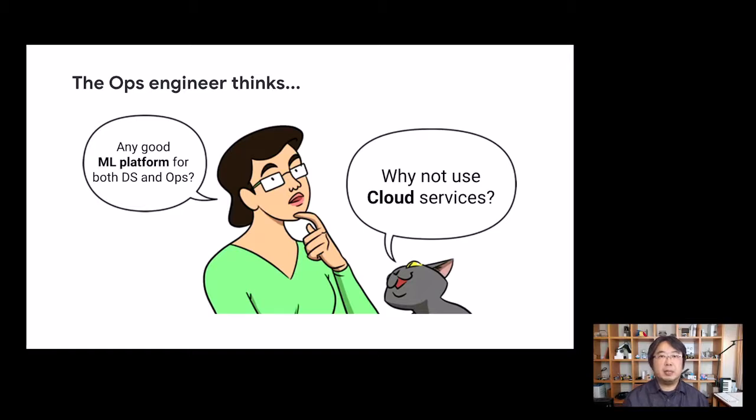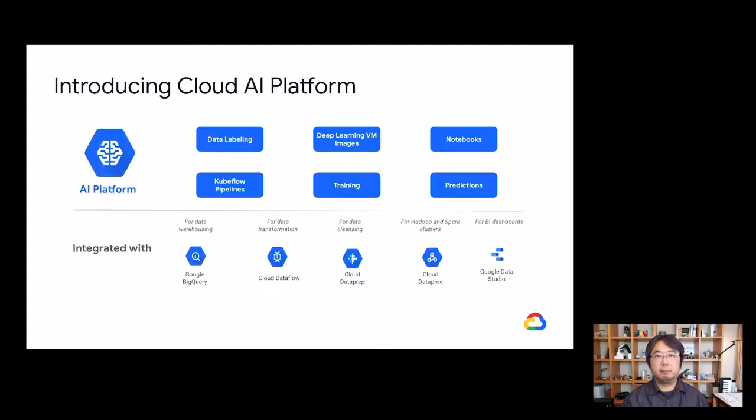Let's think about another scenario where the ops engineer is thinking about how you can build a good machine learning platform for development and deployment that could be shared with the data scientists and ops team. One solution could be using cloud services. And these are the reasons why we introduced the product called AI Platform as a Google Cloud service.